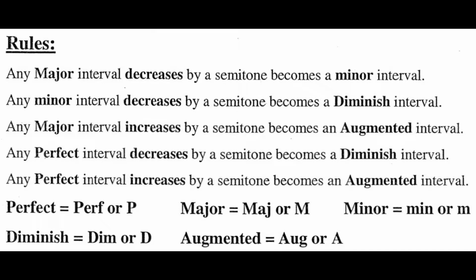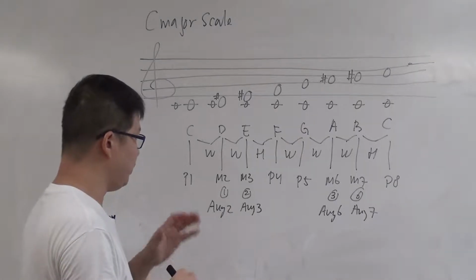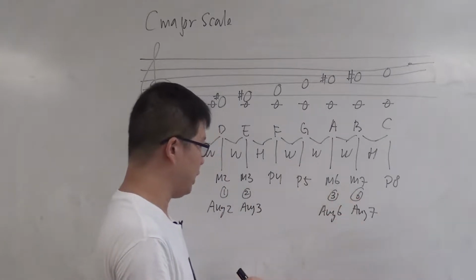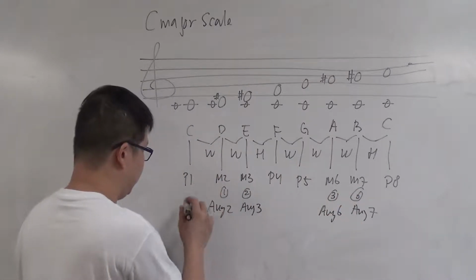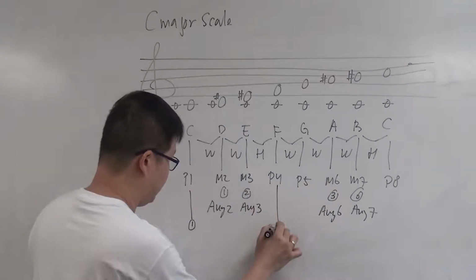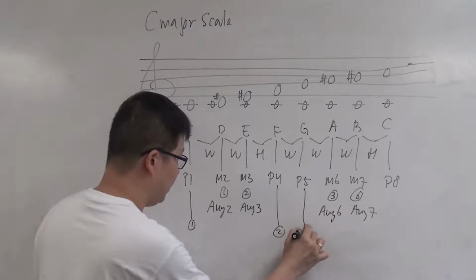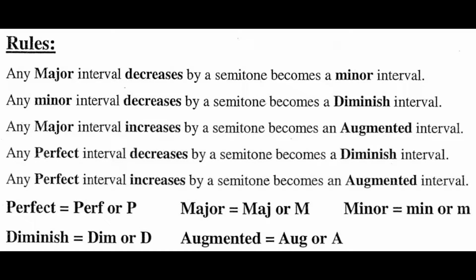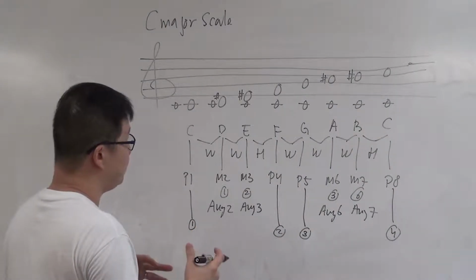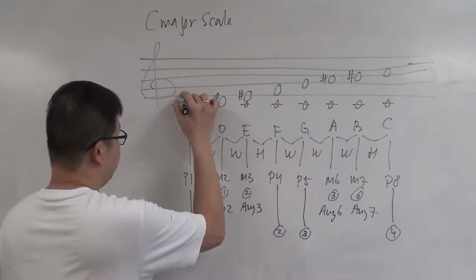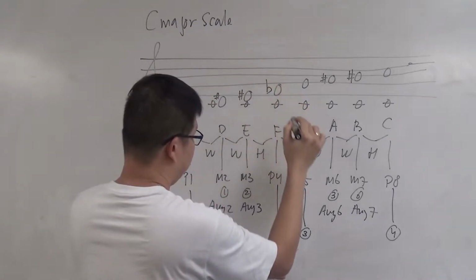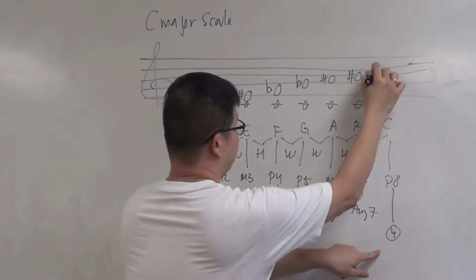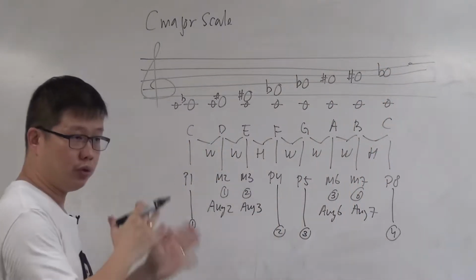The next rule says any perfect interval decreased by a semitone becomes a diminished interval. Now, how many perfect intervals do we have in the major scale? Basically, we also have 4: this is 1, this is 2, this is 3, and this is 4. Now, the rule says if a perfect interval decreases by a semitone, it becomes diminished. Same thing, I'm going to put the flat on the second note. I put flat here, here, and here. Why do I put flat? Because we want to decrease by a semitone.